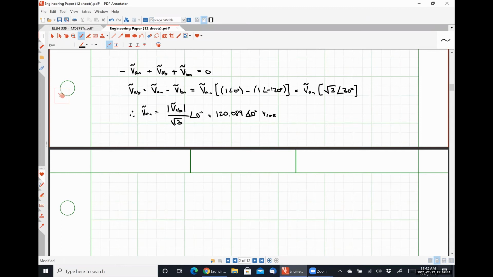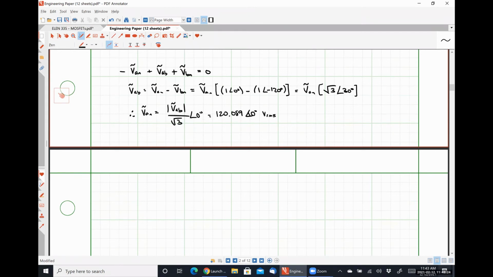Now that we have this relationship for VAN, it's fairly straightforward to apply our single-phase equivalent circuit. But I want us to pay attention to something real quick here, okay? We have just developed a relationship for converting from line voltages to phase voltages for a Y-connected source, okay? And similarly, if we do this backwards, we can see that multiplying a phase voltage by this factor of square root 3 angle 30 degrees gives us our line voltage. So we can go back and forth between line voltages and phase voltages for a Y-connected source now.